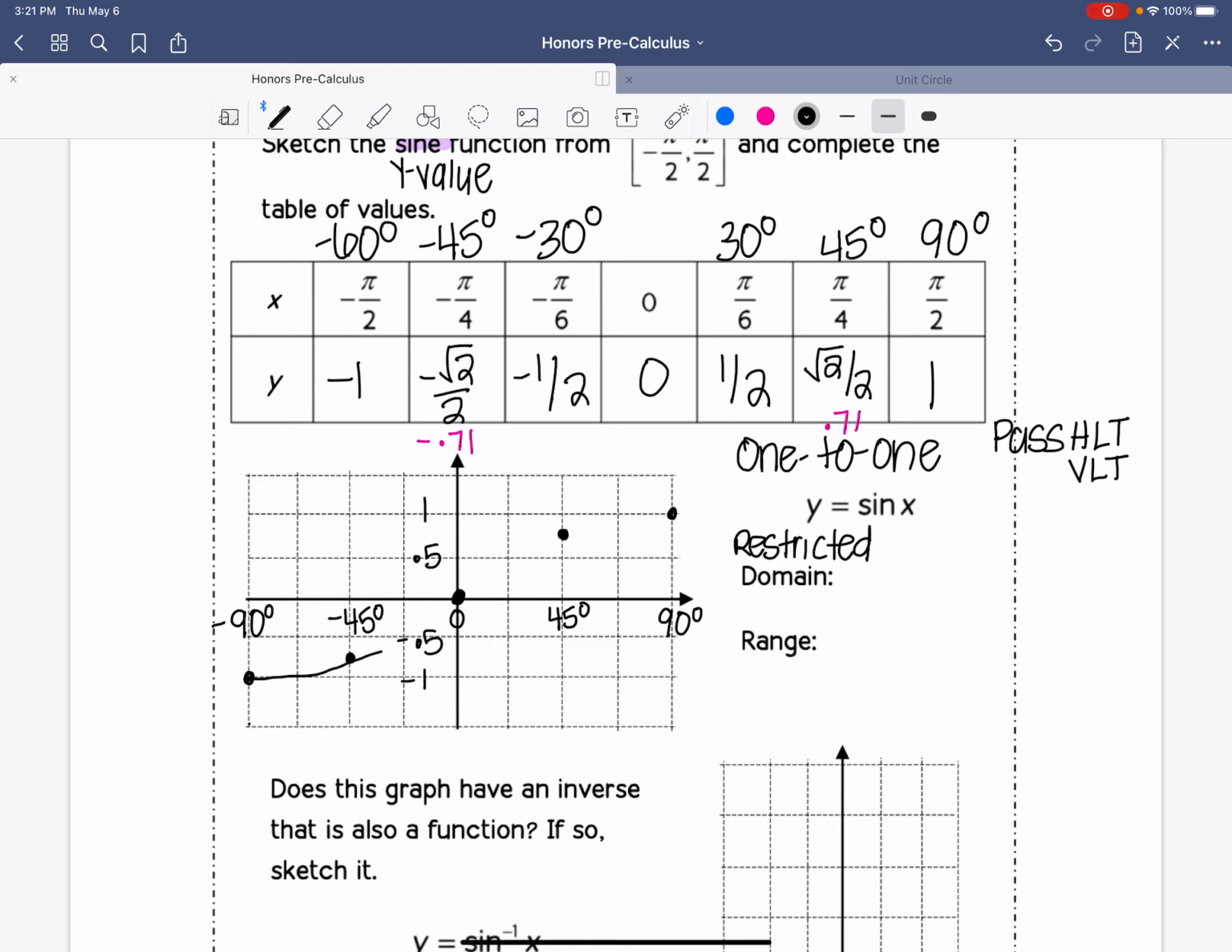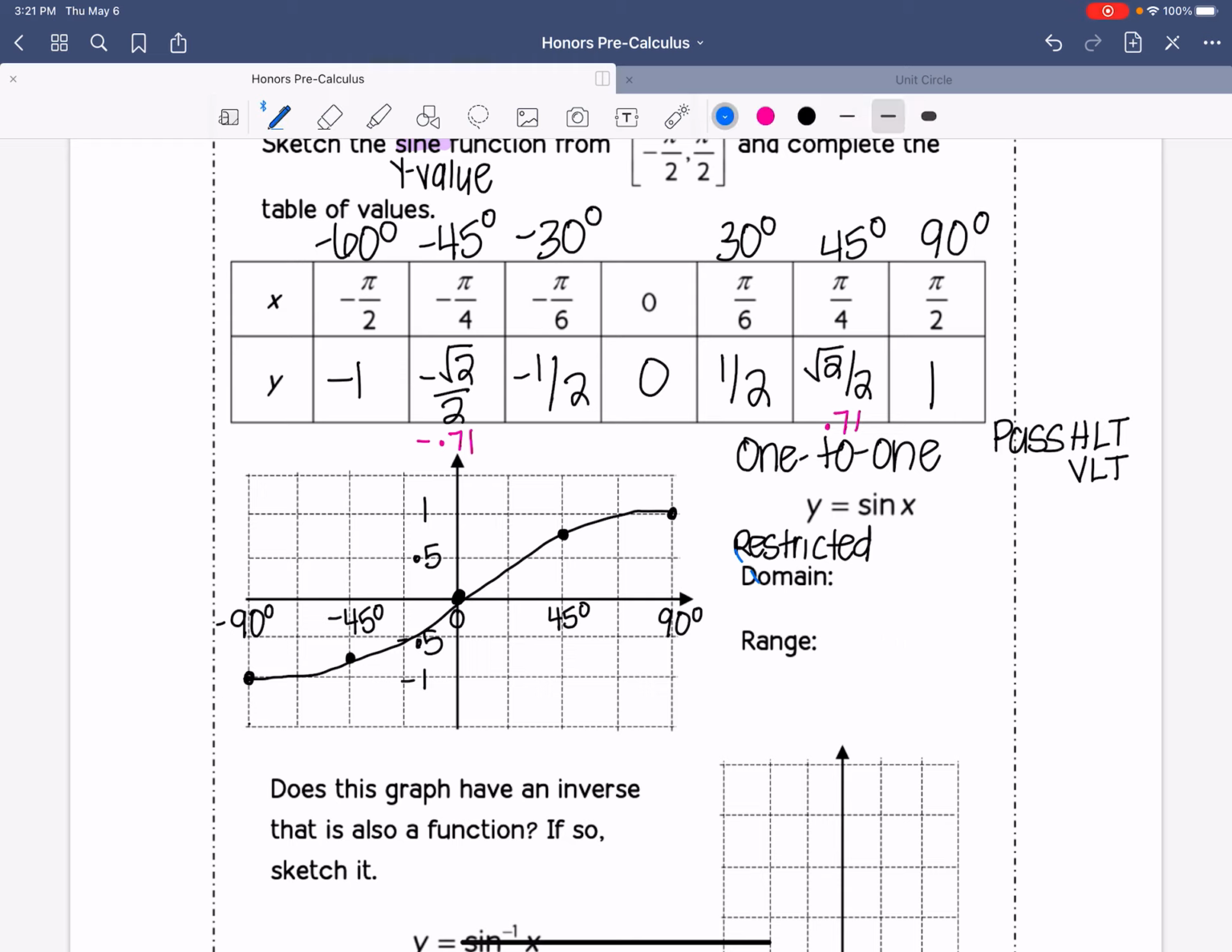So this graph right here would be my sine graph. We restricted the domain. Just to make sure we're clear, if I continued this graph, it would start to look like a sine curve here. So those pieces are what we're restricting. We're not going to repeat our y values further than negative 90 and positive 90.